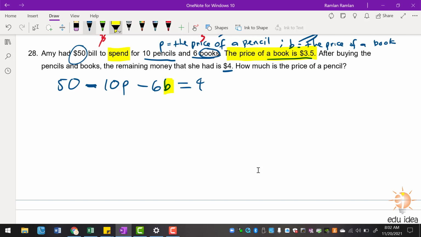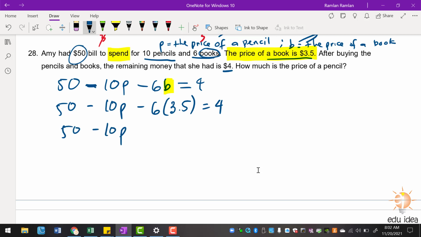Okay, so let us rewrite that again. We have 50 minus 10P minus 6, and then multiply that by 3.5. That will be equal to 4. Now let's calculate this. We have 50 minus 10P, and we know that 6 times 3.5 is 21, equal to 4. Then I can simplify 50 minus 21, which is 29. So I can write that again as 29 minus 10P equals 4.